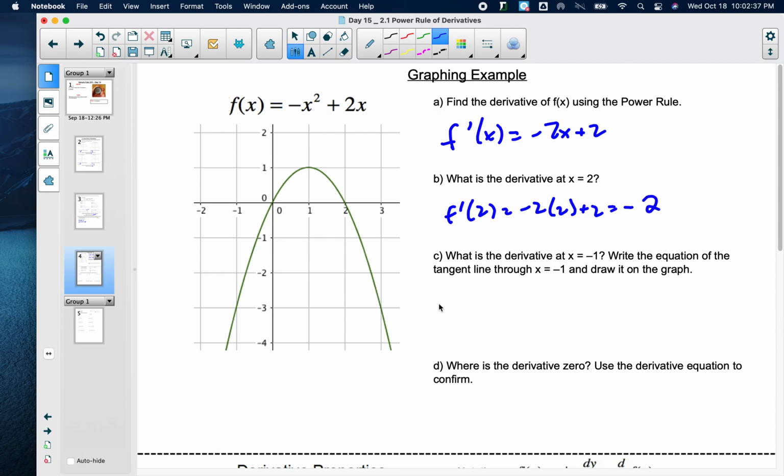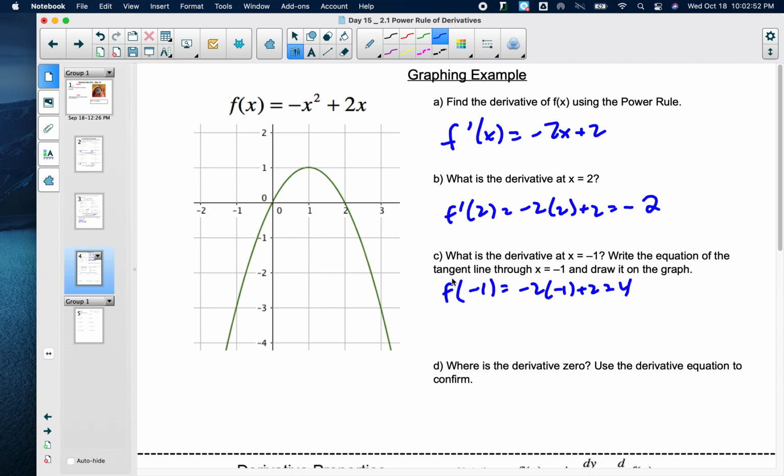What is the derivative at negative 1? I can find that as well. So f prime of negative 1 gives me negative 2 times negative 1 plus 2, which gives me 4. Write the equation of the tangent line through x equals negative 1 and draw it on the graph.